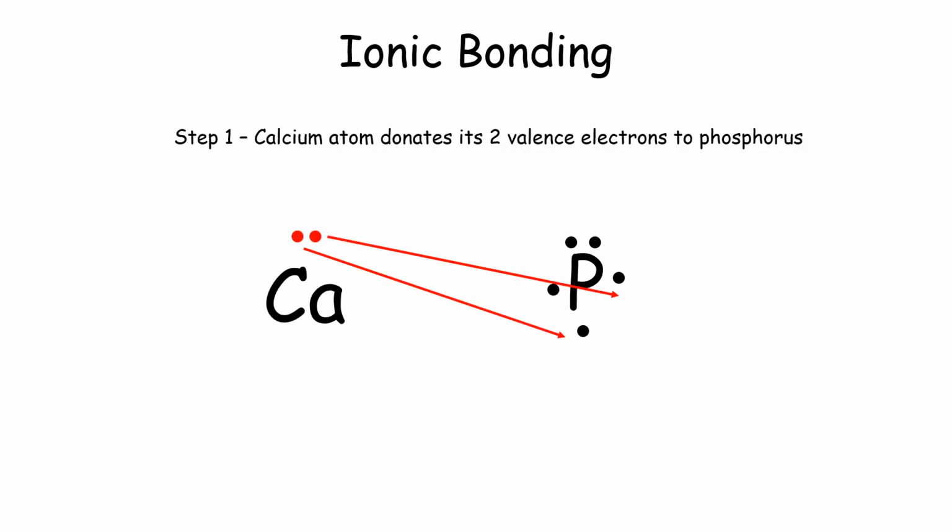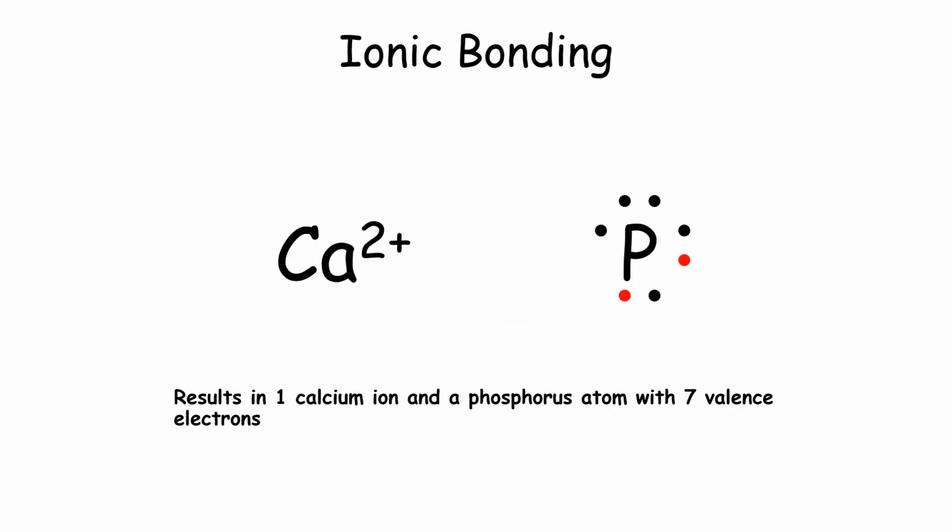So let's start by looking at how the bonding between these two is going to work. Step number 1 would be calcium is going to donate those 2 electrons to phosphorus. So this calcium is losing those 2, and they are going to phosphorus. This is what that's going to look like.